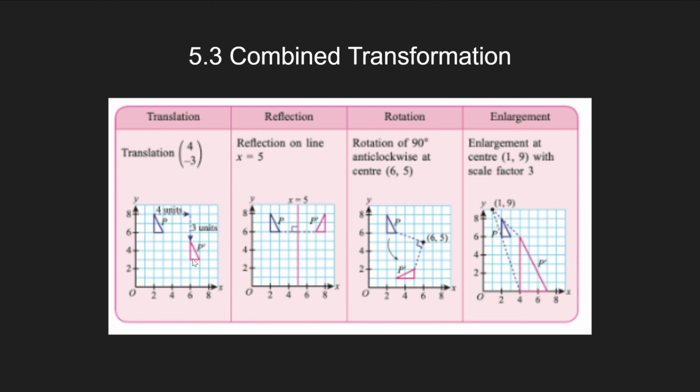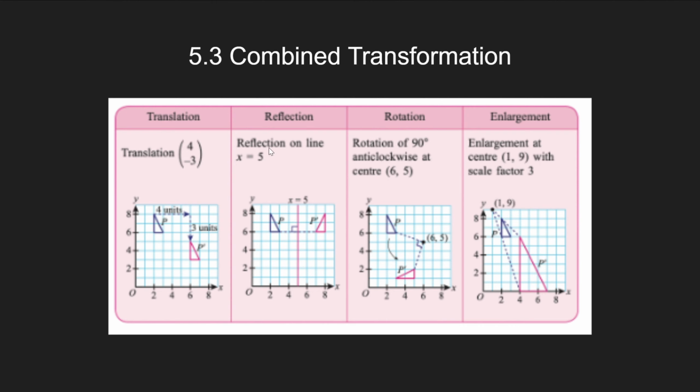So the new position is 3, 6. And the third one is 6, 3. So you move 4 boxes to the right and 3 boxes downward. So the new position is 3, 7. So from the 3 points, you just connect them all and draw the same image as the object, and you have to put P prime as the name of the new image.